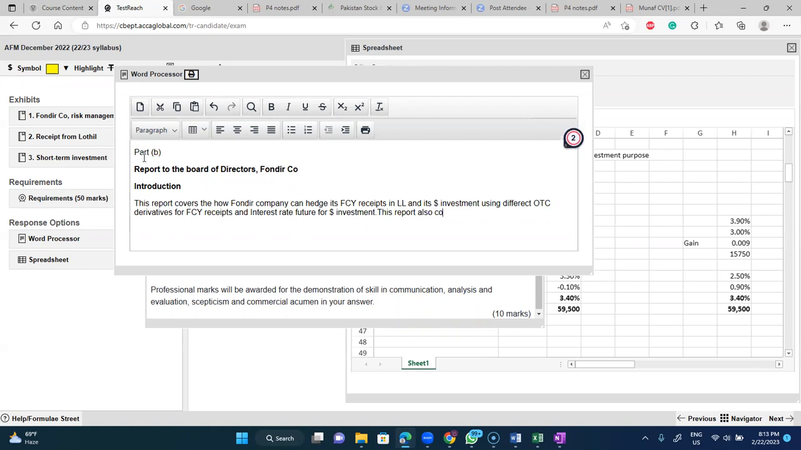It also covers discussion of the result of these derivatives, and also covers other methods, margin requirement, and importance of risk management and communication. So that should be the introduction.